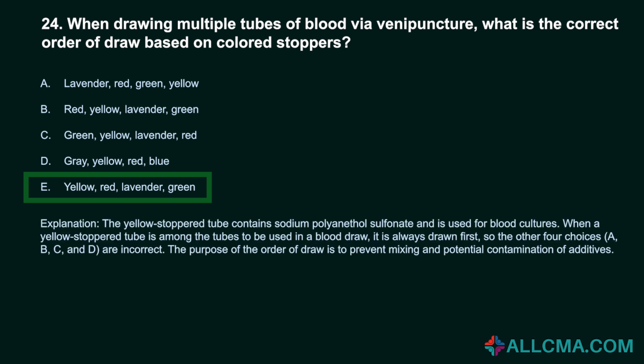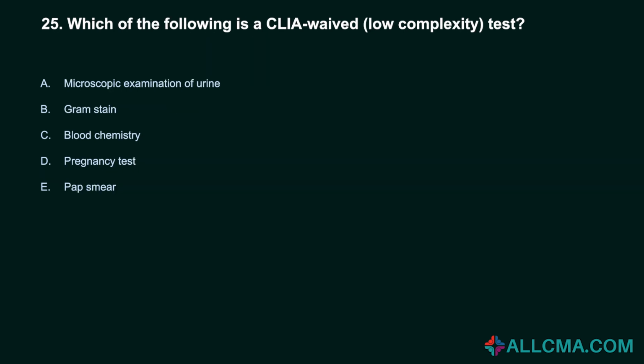The yellow stoppered tube contains sodium polyanethol sulfonate and is used for blood cultures. When a yellow stoppered tube is among the tubes to be used in a blood draw, it is always drawn first, so the other four choices, A, B, C, and D, are incorrect. The purpose of the order of draw is to prevent mixing and potential contamination of additives.